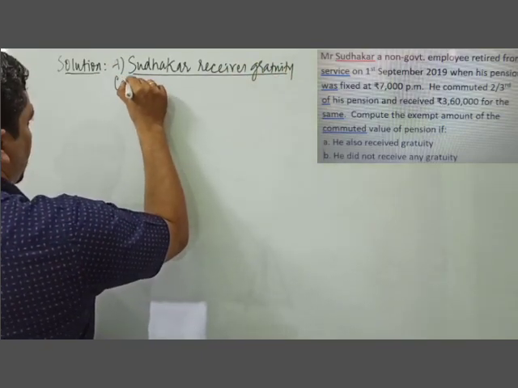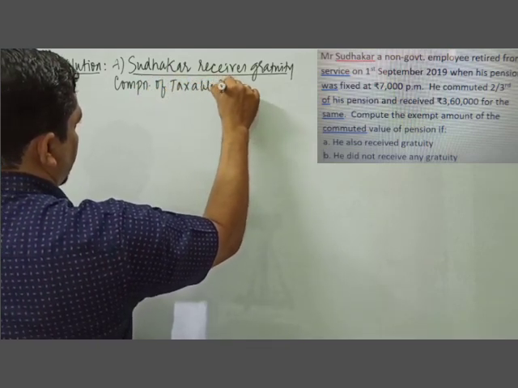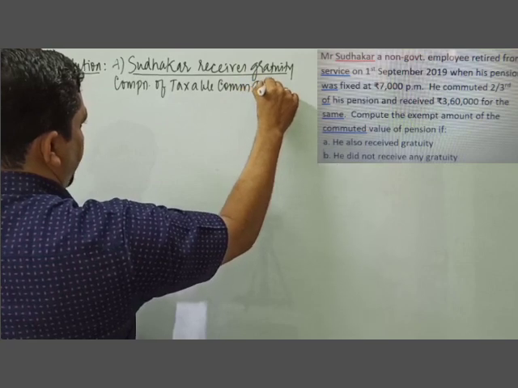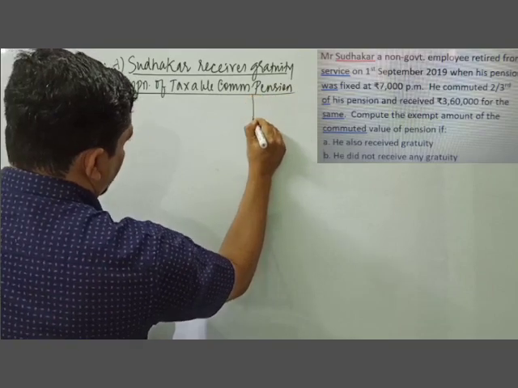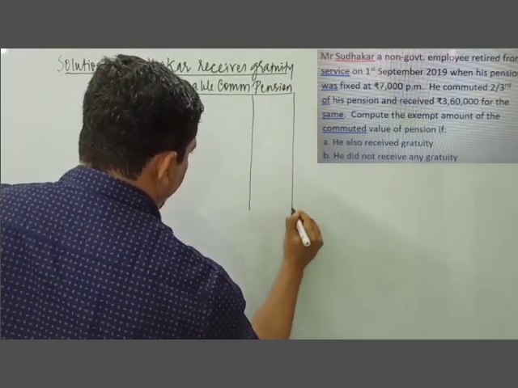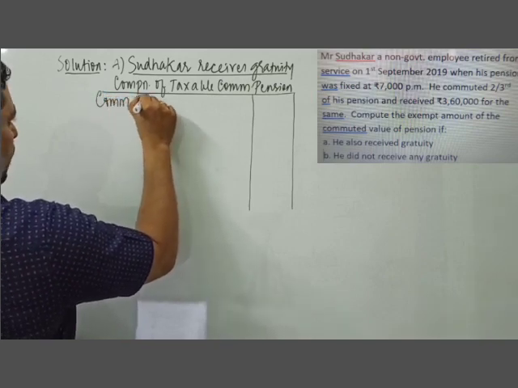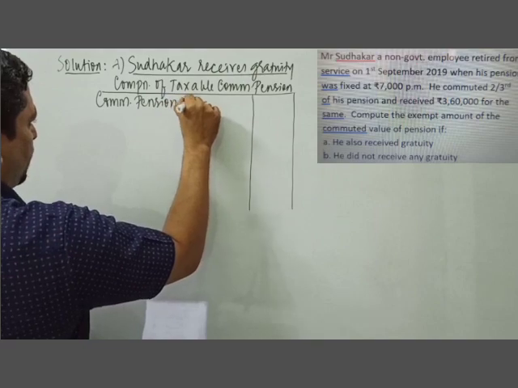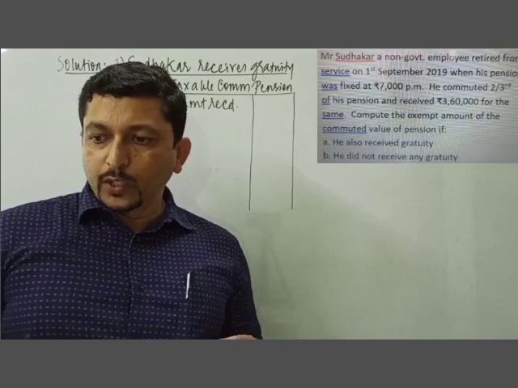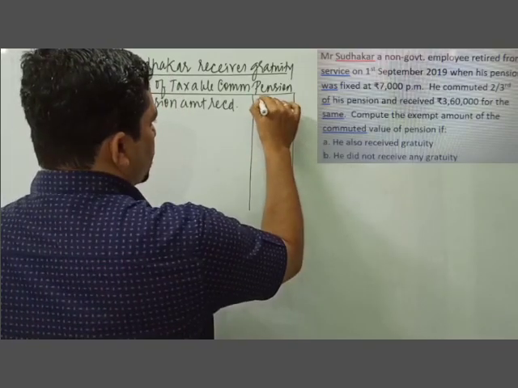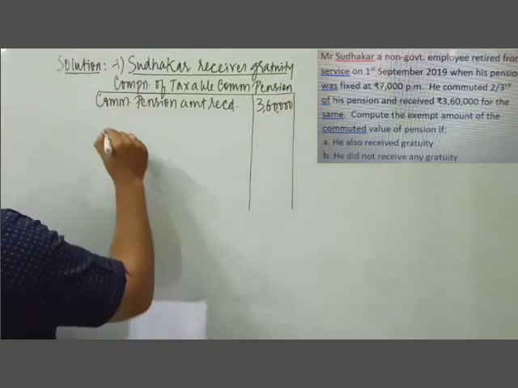So I write computation of taxable commuted pension. I take one amount column, which should be good enough here. So I record commuted pension amount received. It's given Sudhakar is commuting 2/3 of his pension and he received rupees 3,60,000. So 3,60,000 is the commuted pension amount received.